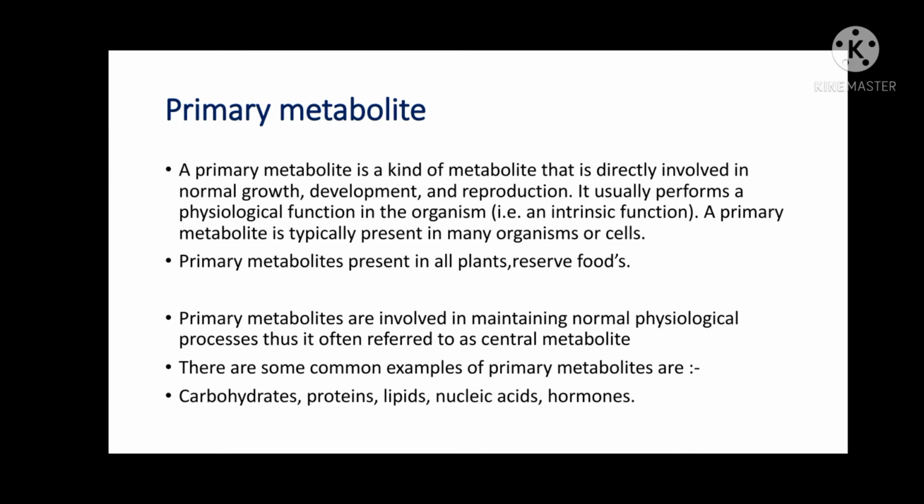Primary metabolites are present in all plants, as reserve foods. Primary metabolites are involved in maintaining normal physiological processes. Thus, they are often referred to as central metabolites. Some common examples of primary metabolites are carbohydrates, proteins, lipids, nucleic acids and hormones.